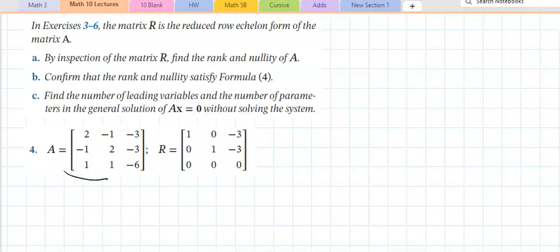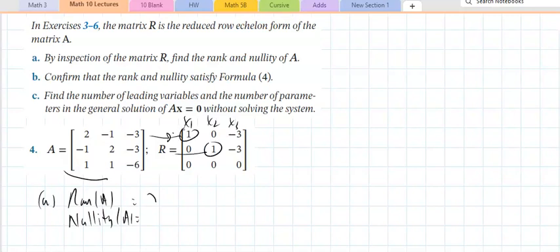Here's A. They row reduced it, and I'm going to give you something like that on the test. The matrix R is reduced to reduced row echelon form. A. By inspection, find the rank and nullity. Well, let's see. In part A, I want to find the rank of A and the nullity. Let's see. x1, x2, this never gets old, people. 1, 2. That's 2. And we have 1 free variable, namely x3, that's 1.